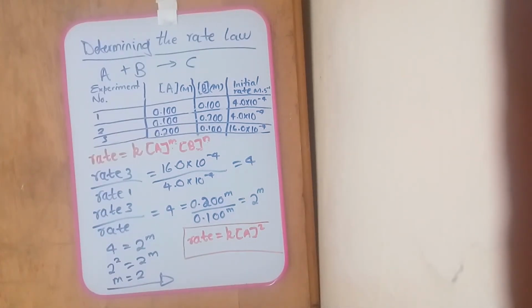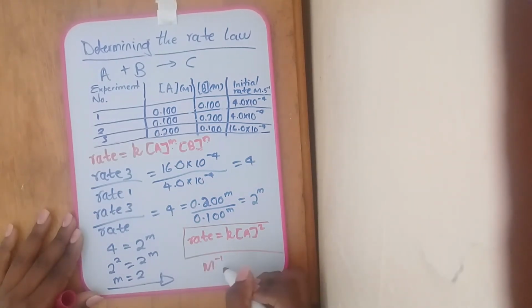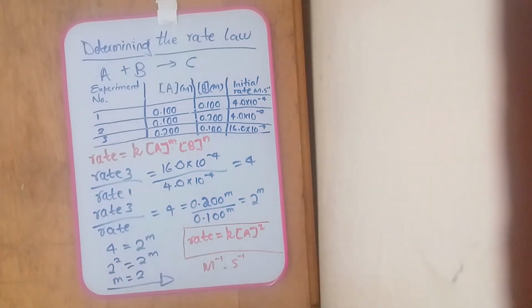When you're asked to find the value of k, you're going to use this rate law equation, and you know by now that if it's a second order reaction, the units for k will be per molar per second. If it was first order, it would be per second. If it was a zero order reaction, it would be molar per second.